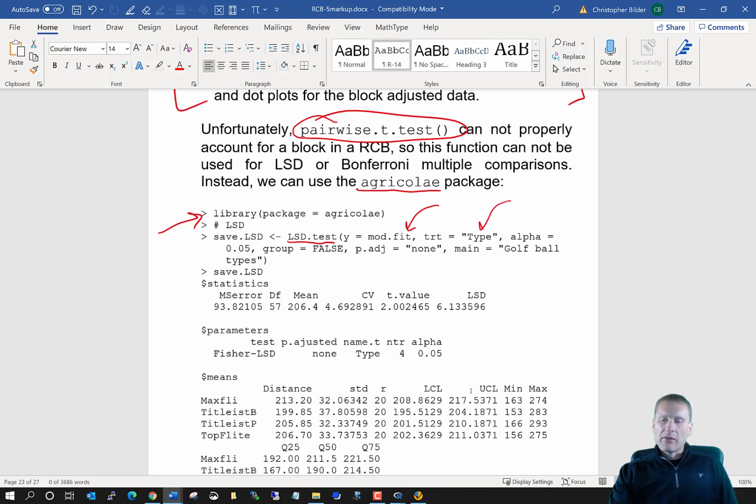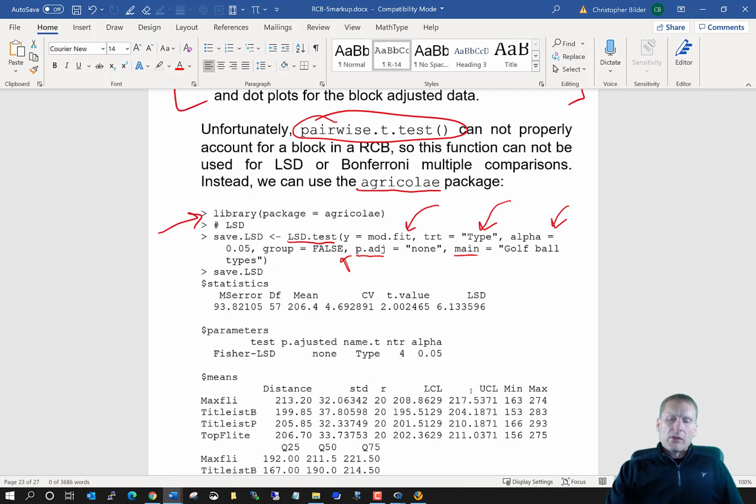I tell the function, well, which part of mod.fit do I want to focus on? I want to focus on the golf ball type. I specify my alpha level. I don't need their little grouping output that comes with it. And if I want to do the Fisher's protected LSD, I put p.adj equal none for p-value adjustment none, and put a title with it.